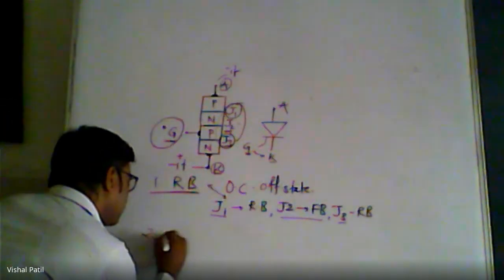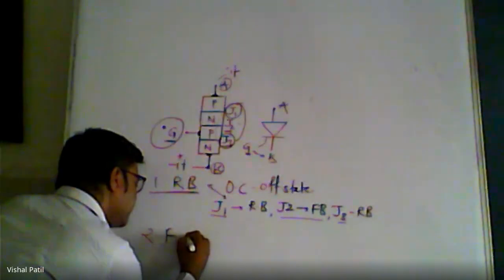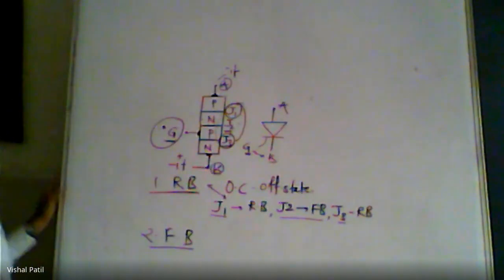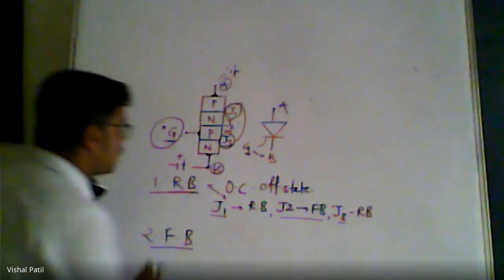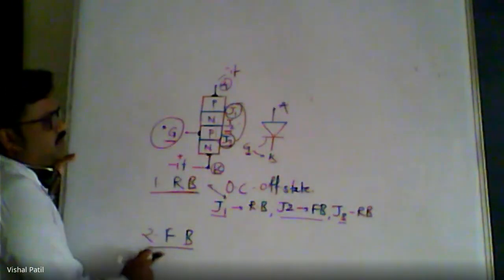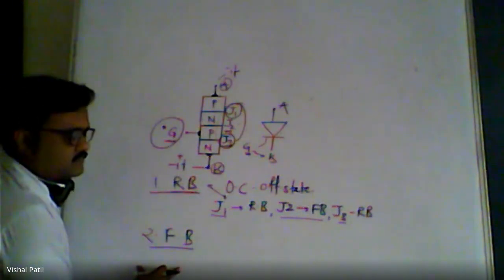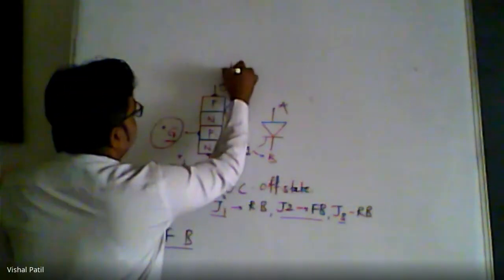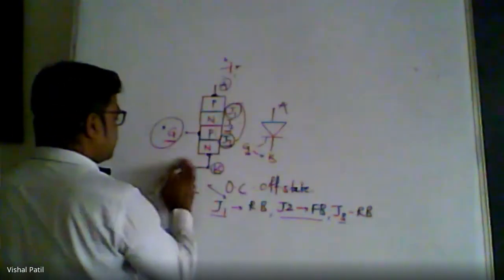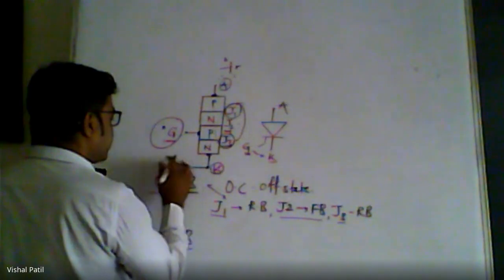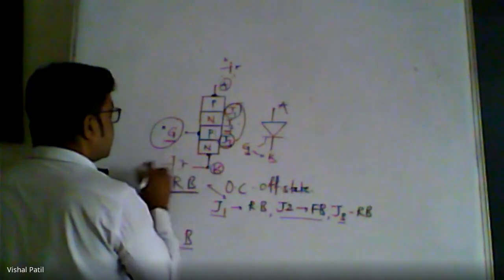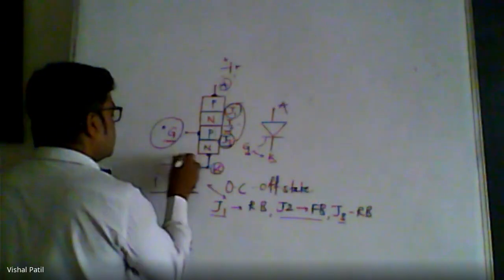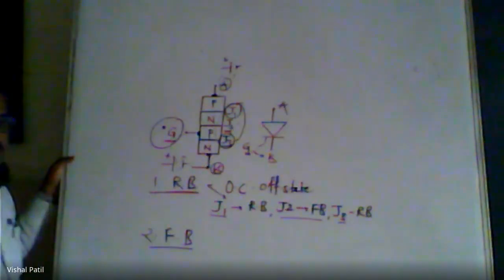Now the second mode is again blocking, but now it is forward blocking. In this mode the thyristor is connected in forward bias, meaning anode is connected to the positive and cathode is connected to the negative. This is how we normally connect the given semiconductor device.